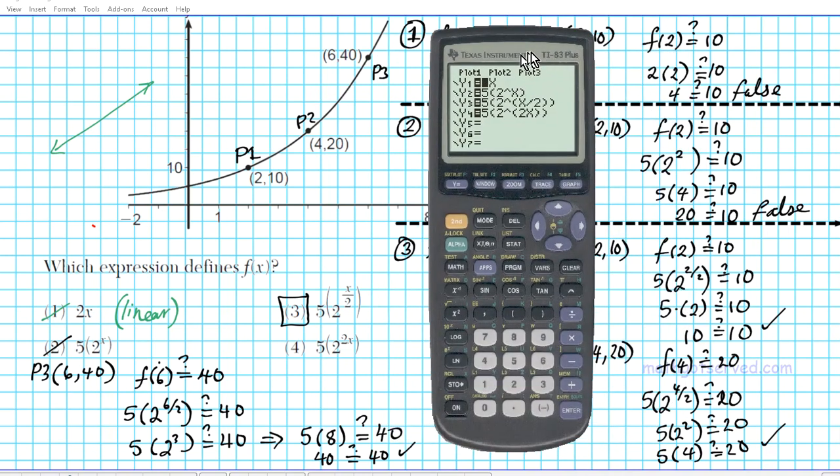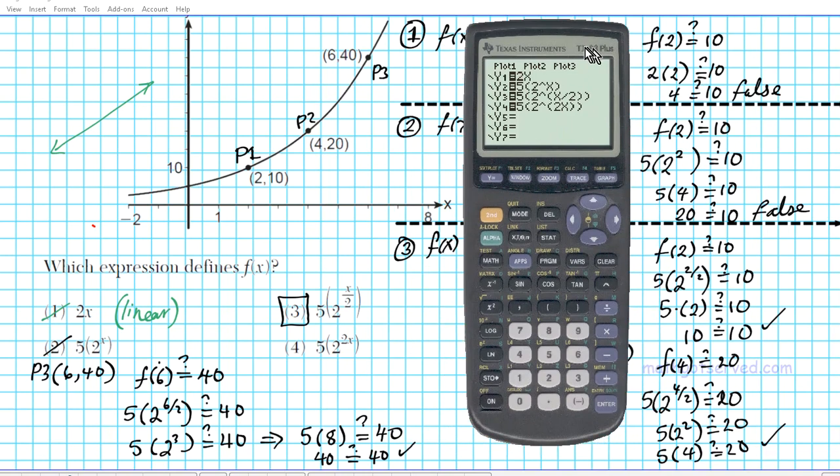Okay, there was something wrong with my previous calculator, so I'm switching to a different one. Okay, anyway, I have everything entered in the second calculator. And then table setup, ask. Okay, I want it to ask me for the independent variable. Alright, so second function graph will take me to the table. I'm just going to enter what I want, which is 2. 2, enter, bam.